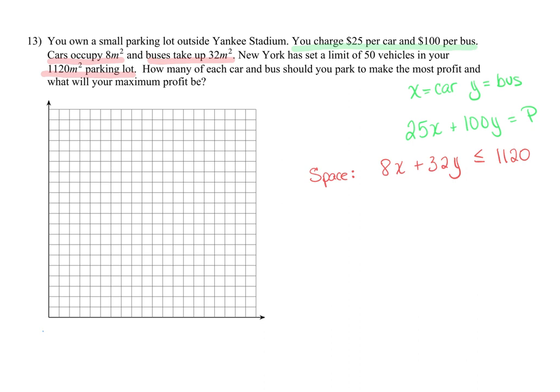All right, the next limitation is based on what New York has set for me. The limit of 50 vehicles altogether. So you'll notice I don't see anything else there, but this is actually just a straight variable problem. If I am adding up all my vehicles together, I'm going to add up all my X's and all my Y's. And the most that could be would be 50.